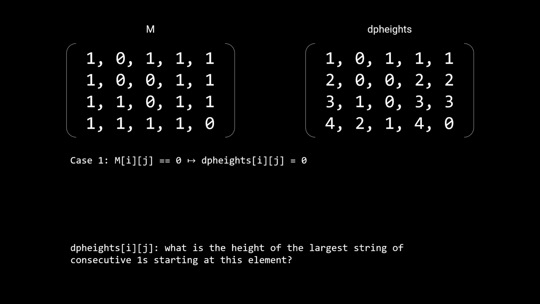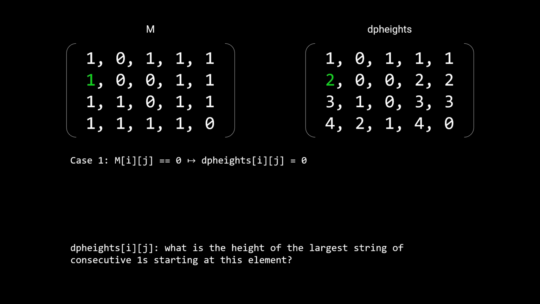Now let's move on to the situations where the input element is a 1. If the input element is a 1, then we know we can continue the sequence of 1s above this element, if there is any sequence at all, and we will just add 1 to that sequence. So for this example, if we look at the left column, you can notice that starting at this element, you can only have a sequence of length 1, just the element itself. So the DP value is 1.